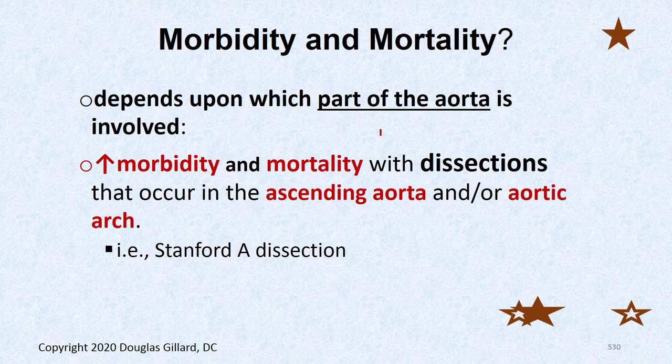What about morbidity and mortality? It depends what part of the aorta is involved. There is increased morbidity and mortality with dissections that occur in the ascending aorta or aortic arch. Those are called Stanford A. We'll get to those right now.